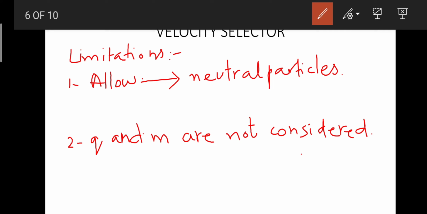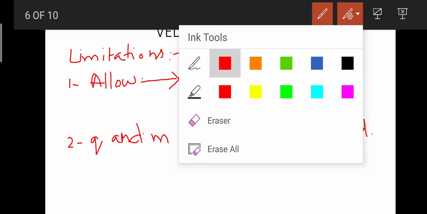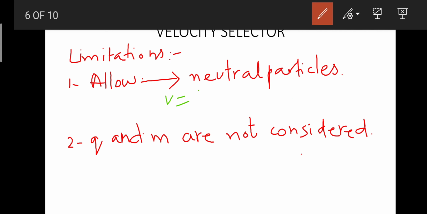So all of the particles, since Q and M are not considered, because of the relation which we have, V equals E divided by B. In this relation, we do not find any Q or M. So that's why all the neutral particles can easily flow out through that window.